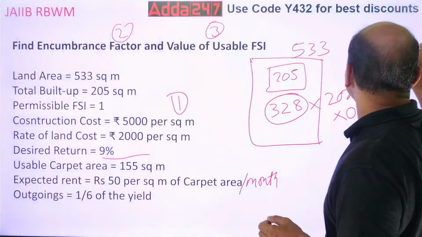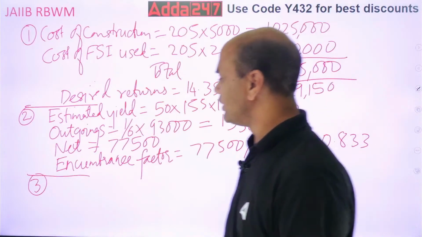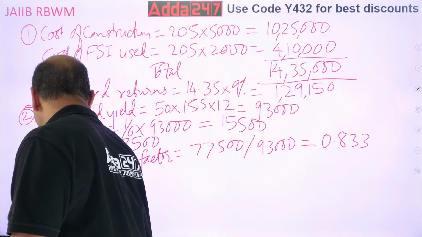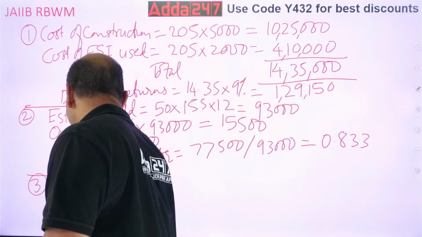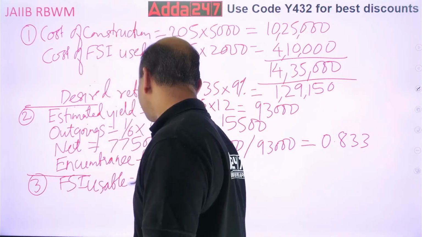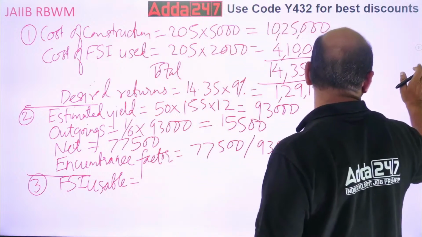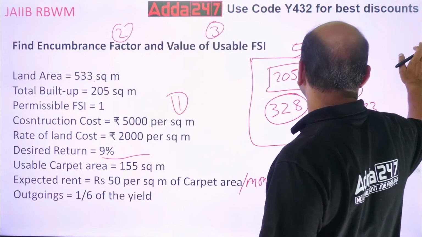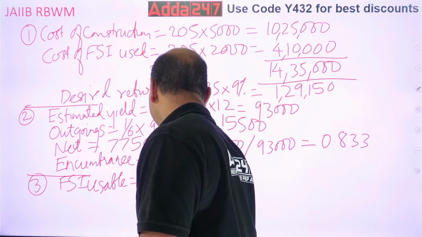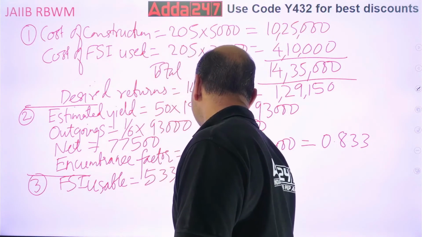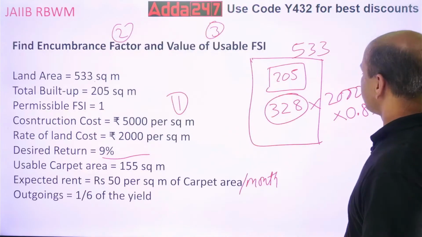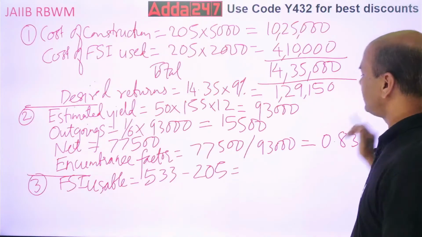So, the value of the usable FSI. Firstly, usable FSI equals 533 minus 205, right? 533 minus 205. So what were you getting? 328, right? 328.